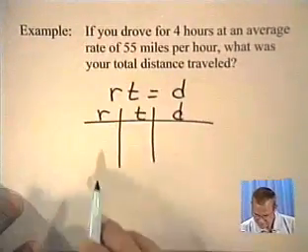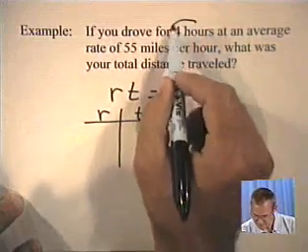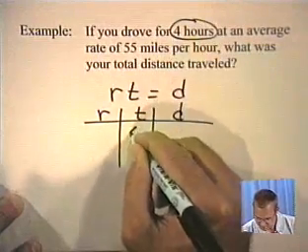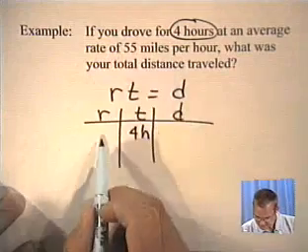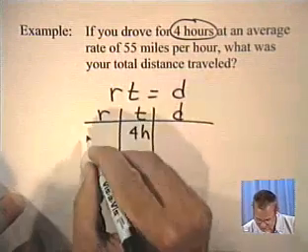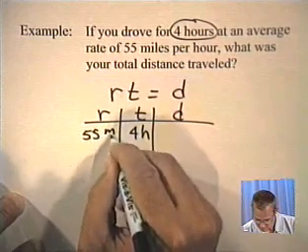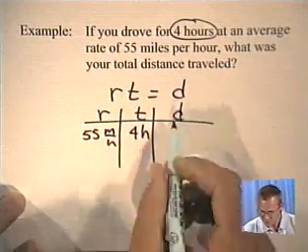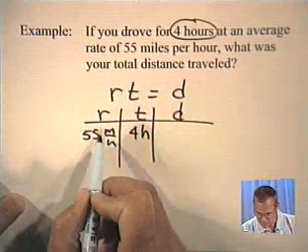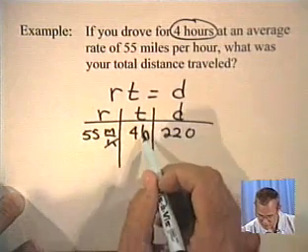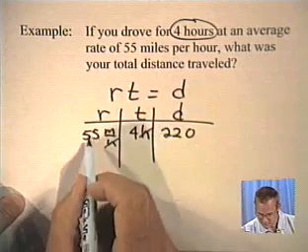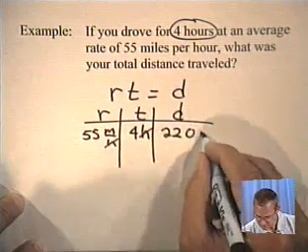So let's look at our example. And I'll put 4 H for 4 hours. And under rate, the R column, 55 miles per hour. Now if I want to know the distance, I multiply, and the distance is 220. And notice when I multiply straight across, my hour component is going to cancel, and I'm left with 55 times 4 miles.